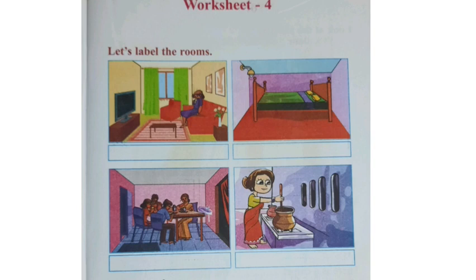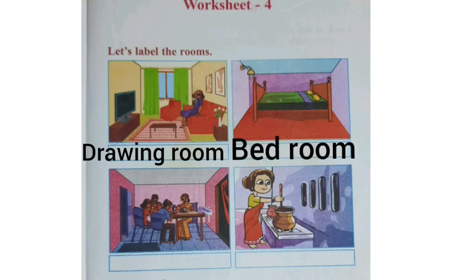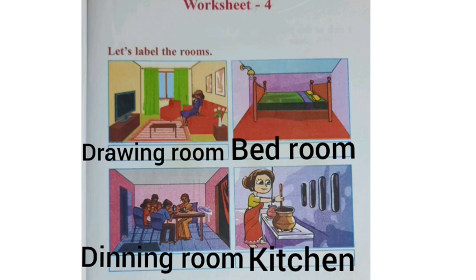Now you have to label the rooms. All of you know which room is this first one? Yes, it's a drawing room. Next one, bedroom. Say bedroom. Then dining room. And the last picture is a kitchen. What is that? Kitchen. Again repeat. Drawing room, bedroom, dining room, kitchen.